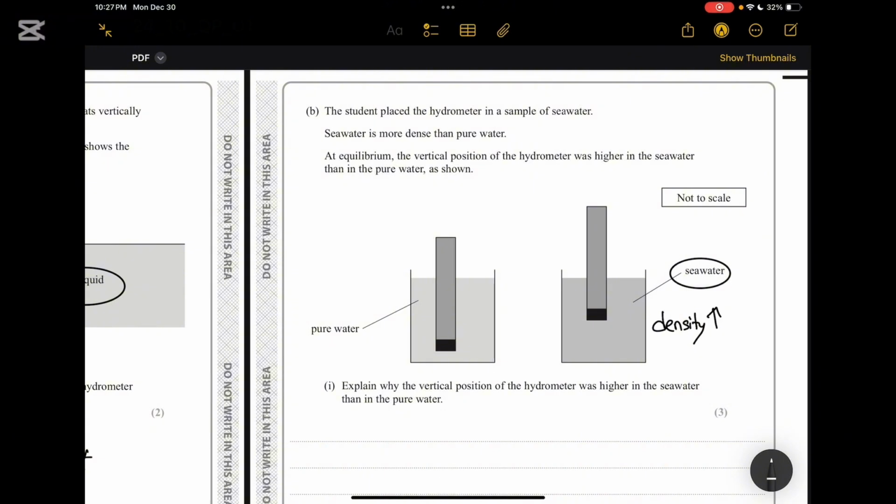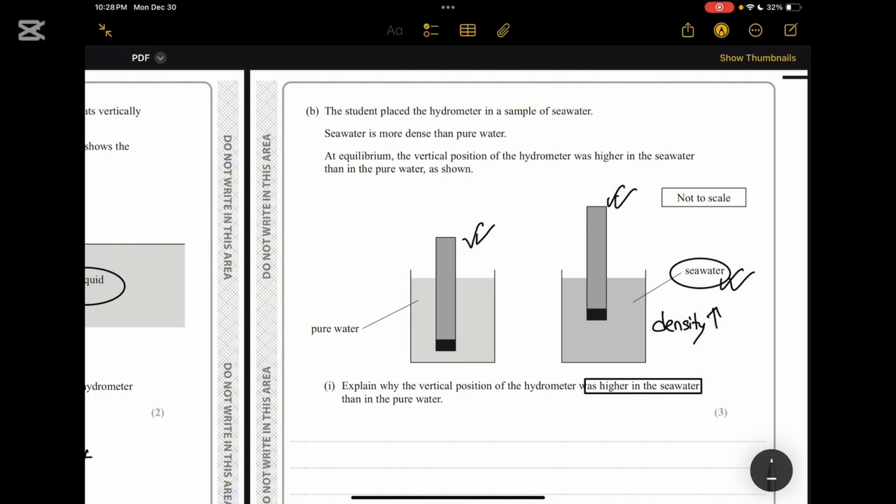At equilibrium, the vertical position of the hydrometer was higher in the seawater than in the pure water. So the hydrometer was in a higher position than it was in pure water when it was in seawater. Explain why the vertical position of the hydrometer was higher in the seawater. So this was the question.